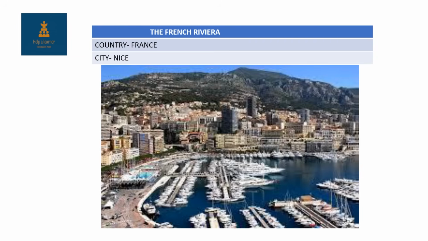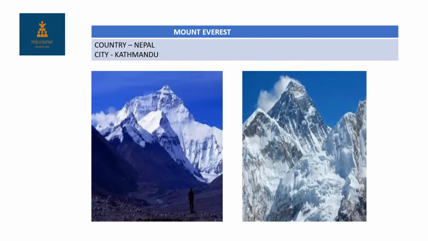Let's move to the next slide. There you go. This is another mountain that I was talking about, Mount Everest. You find Mount Everest in the country of Nepal and the city of Kathmandu. Look at it. Can you identify this type of mountain? Please do not confuse Mount Fuji and Mount Everest. They are two different things in different countries. Mount Everest is in Nepal. Let's move to the next slide.